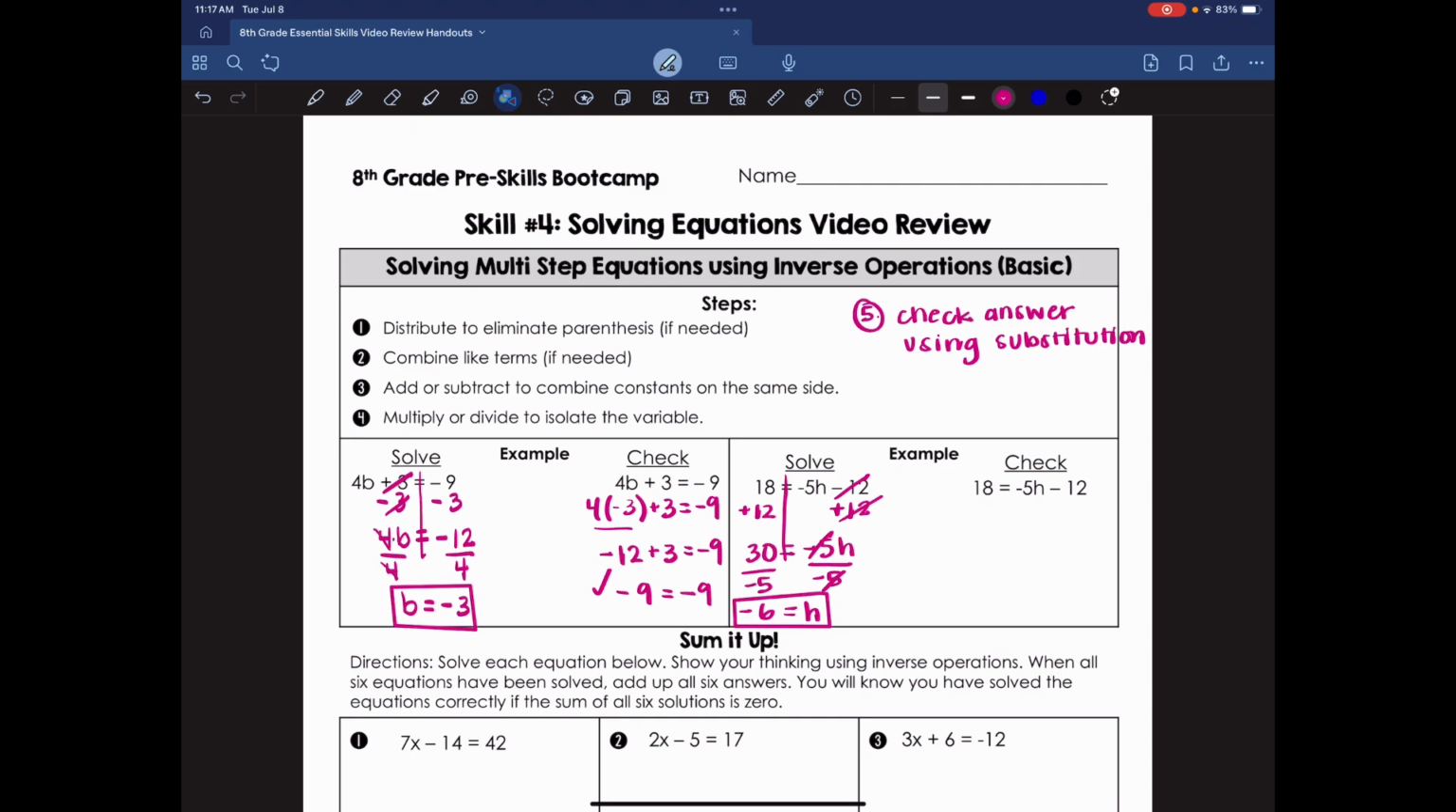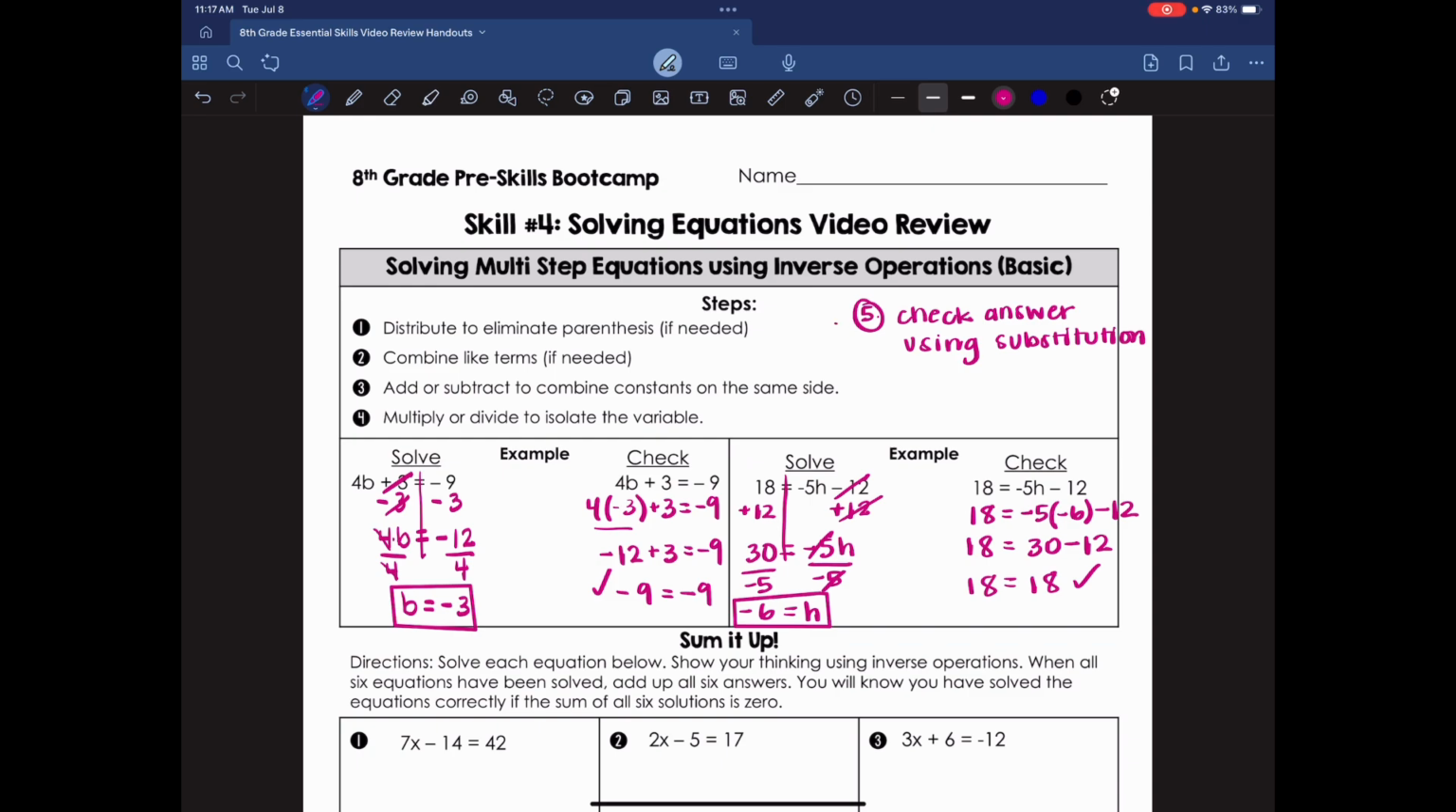Let's go ahead and test that using our substitution. So I'm going to come over here. 18, is that equal to negative 5 times negative 6 minus 12? So let's simplify on the right side. Multiplying first, a negative times a negative is positive, and 5 times 6 is 30, minus 12, and 30 minus 12 is 18. So because both sides are equal, we know that we found the correct answer.